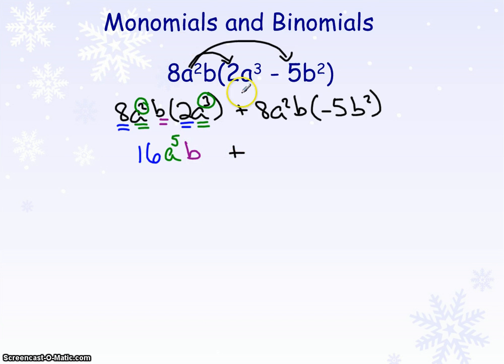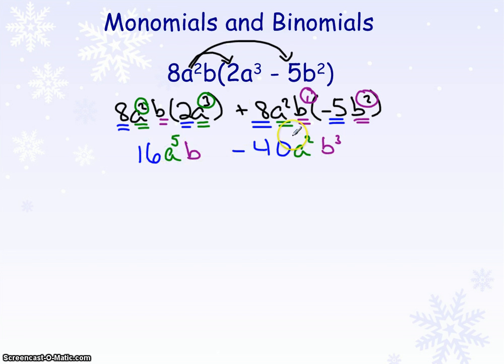Okay, same thing happens on this next part here. You've got 8 and negative 5. Regular integers, multiplication problem. I guess I shouldn't have put that plus sign just yet. It's 8 times negative 5 is negative 40. Then you have a squared, but there's no other a here, so this is going to carry down as a squared. Then you have b and b squared. Remember that when there's no exponent, it's a 1. So you're going to keep the base, you're going to add your exponents. 1 plus 2 is 3.